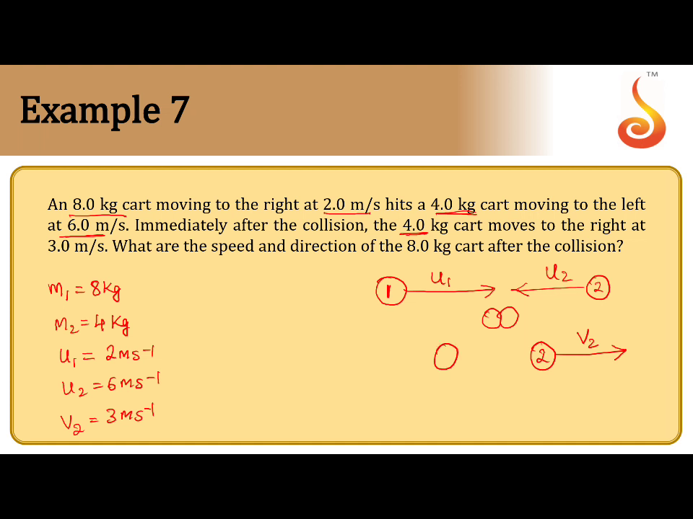What about the velocity of the first cart? What is its velocity v1? You are supposed to find that. So according to the law of conservation of linear momentum, there is no external force acting on the two. Therefore, if I use the principle of conservation of momentum, the total momentum before collision should be equal to the total momentum after collision.